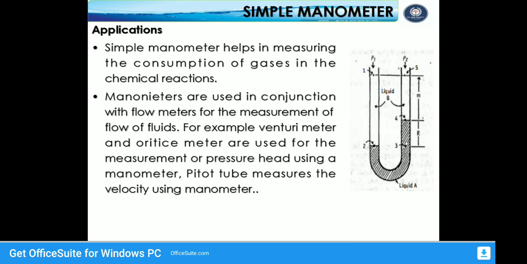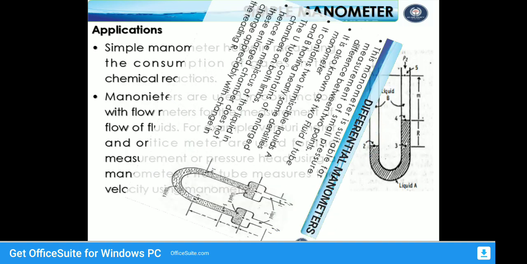Now, the applications of the simple manometer. The simple manometer helps in measuring the consumption of gases in a chemical reaction. Manometers are used in conjunction with flow meters for the measurement of fluid flow. For example, the venturimeter and orifice meter are used for the measurement of pressure head using a manometer. The pitot tube measures velocity using a manometer.